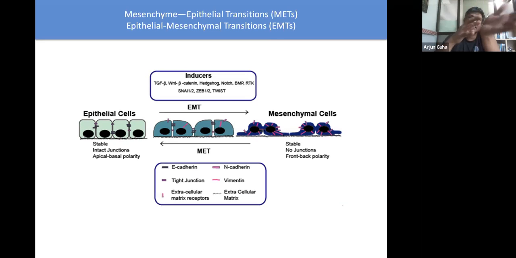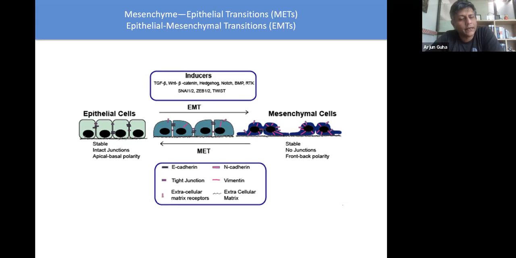Epithelial to mesenchymal transitions, for example, are best studied in the context of the neural crest, where a group of cells, at the point at which the neural tube closes, undergo an EMT and then migrate to different parts of the body to create peripheral neurons.